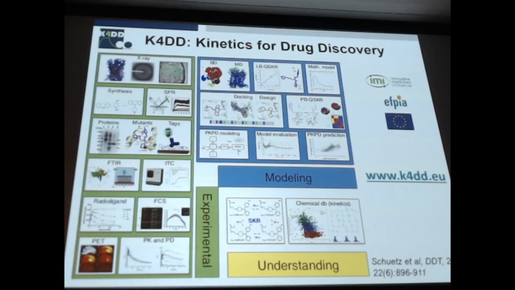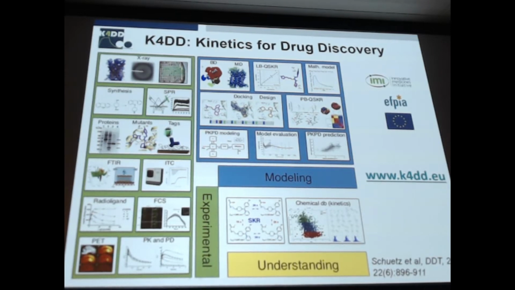So this is more pictorially here. We have a really wide range of experimental techniques, a wide range of computational techniques were considered, and we tried really to come up with SKRs. And I think from the industry perspective, people were really hoping that one could come up with some simple rules to allow one to design compounds with the desired kinetic properties, in particular binding kinetic properties.